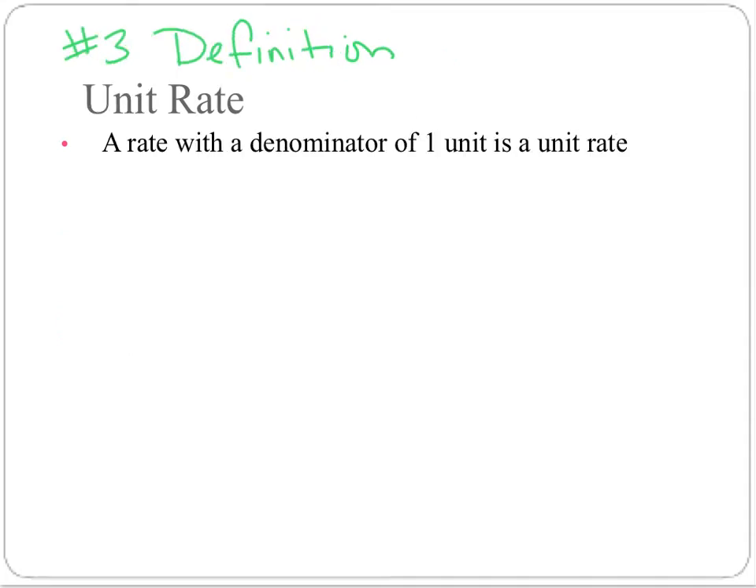The next entry into your notes is also a definition. This one is unit rate. A rate with a denominator of 1 is called a unit rate. So if we can get the denominator to equal 1 unit, it's called a unit rate.